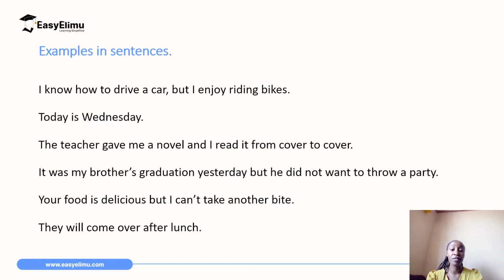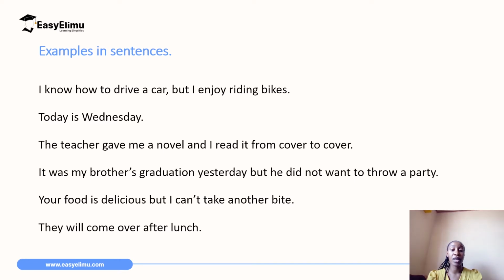The teacher gave me a novel and I read it from cover to cover. The teacher gave me a novel is an independent clause because it does make sense on its own. It can stand on its own and be a sentence on its own. The subject is the teacher and the verb is give. The other part of that sentence, and I read it from cover to cover, does not make sense on its own.